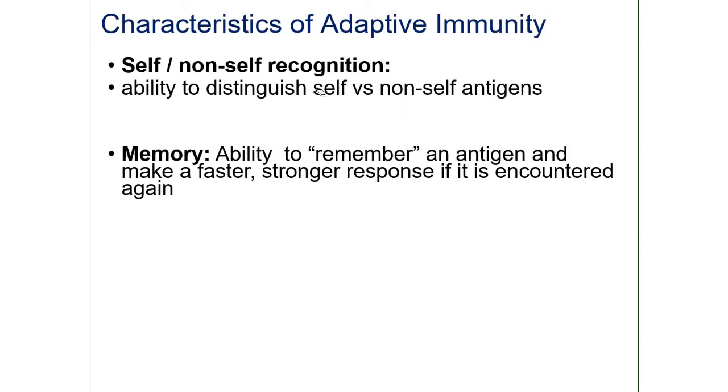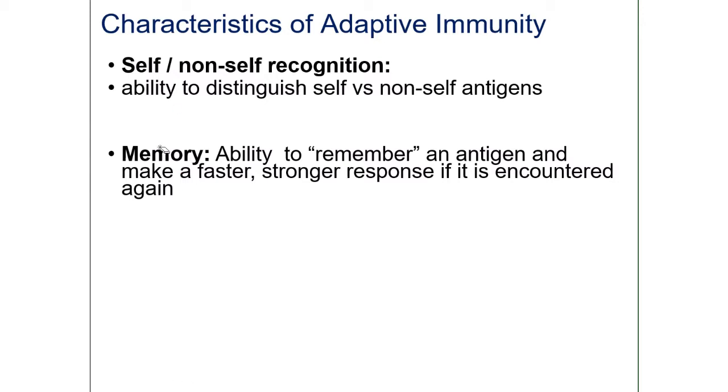First, let's talk about some characteristics of adaptive immunity, right? Number one is there needs to be a way to distinguish self and non-self, right? You want to know what to attack, right? You don't want to indiscriminately attack everything, right? You want to know who's the enemy. So this is a characteristic of adaptive immunity.